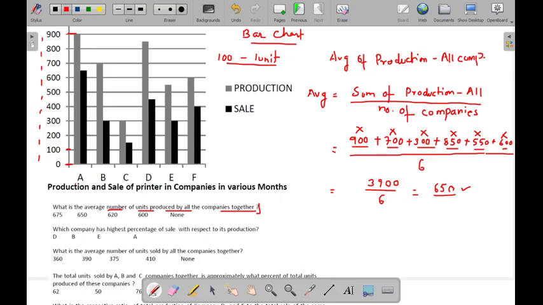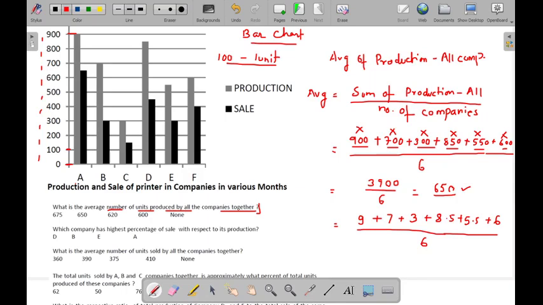So now the production of company A will be 9, company B will be 7, company C will be 3, company D will be 8.5, company E will be 5.5, and company F will be 6. And now you divide it by 6.